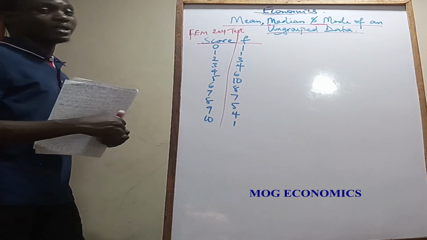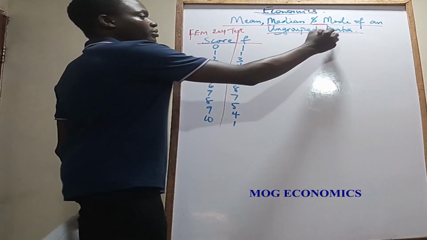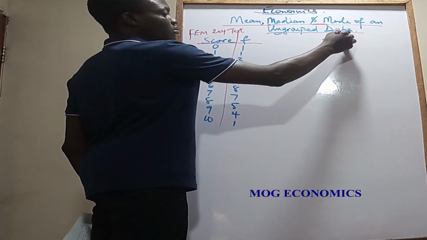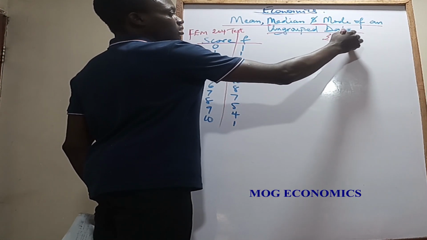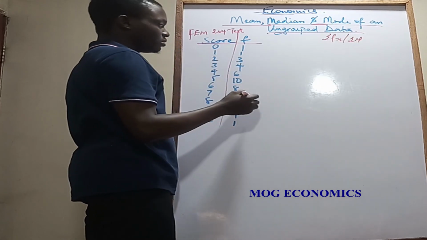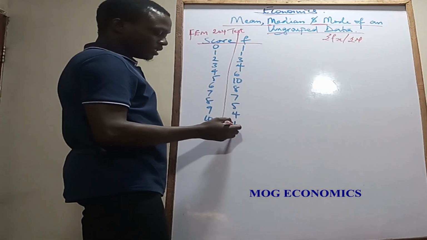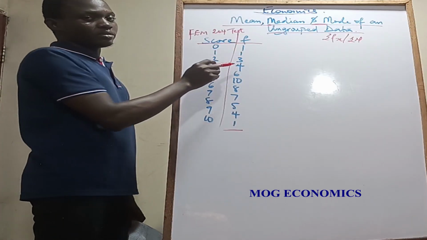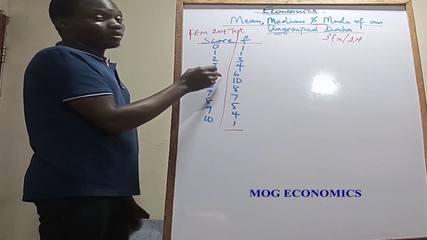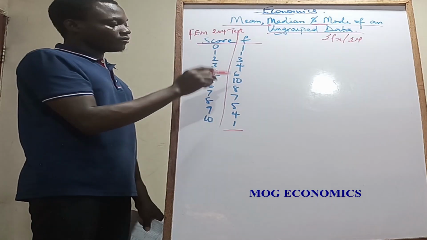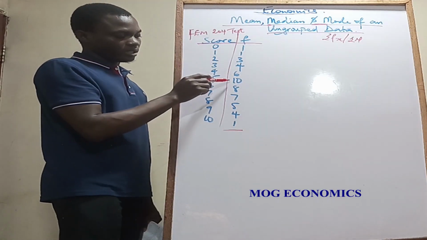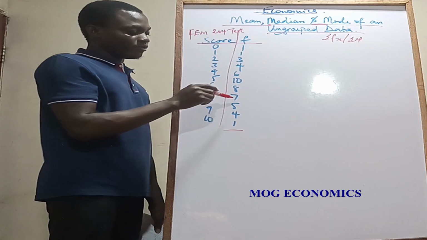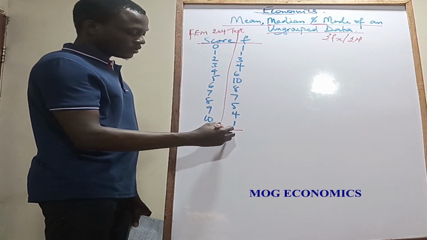So how do we get our mean? We'll be solving for the mean since we had a class on mean. Summation of fx over summation of f, which is n, the sum of frequencies. So let's add these: 1 plus 1 is 2, 2 plus 3 is 5, plus 4 is 9, plus 6 is 15, plus 10 is 25, plus 8 is 33, plus 7 is 40. That's 40, so this is 50.